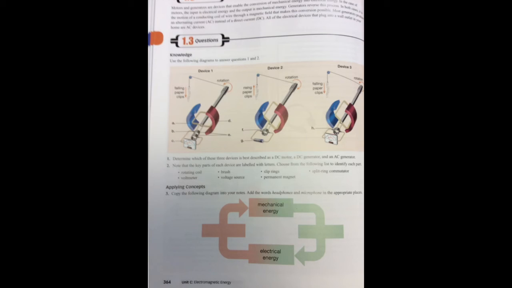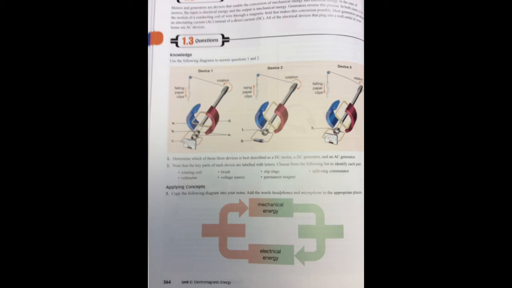Okay, this is from page 364, number 1 to 3 in your Sci30 textbook, Physics unit, chapter 1. So what we got here is it's asking for a question about the differences between device 1, 2, and 3, and how do you determine it.